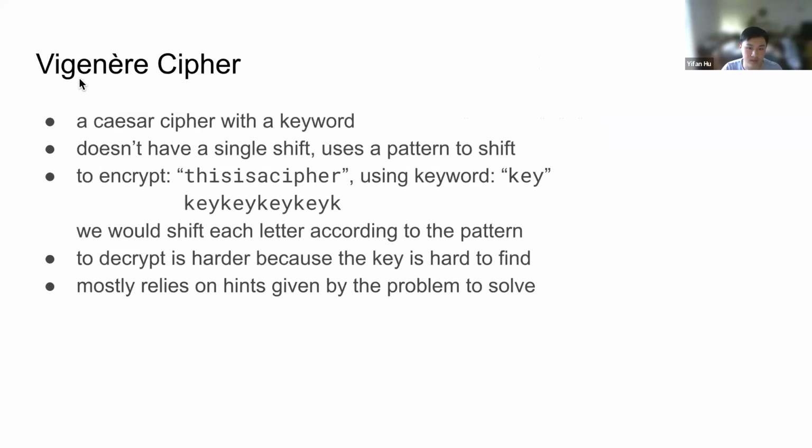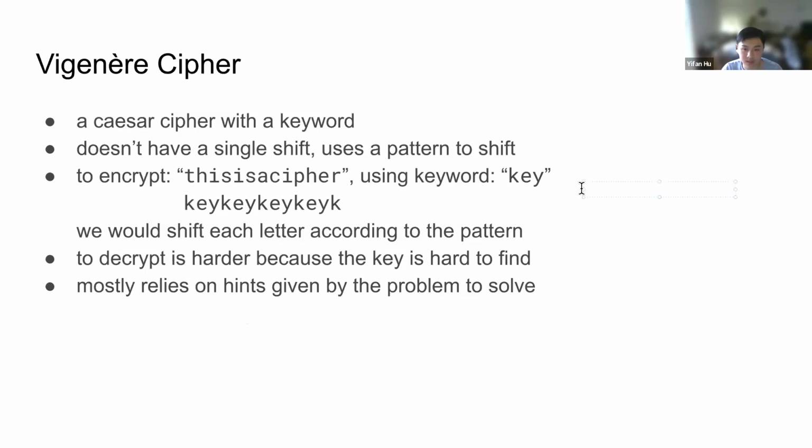Okay, and then this is a Vigenère cipher. It's a Caesar cipher, but with a keyword. So it doesn't have a single shift, and it shifts with a pattern. And then decrypting this would be harder because the key would be harder to find. And then it mostly relies on hints given by the problem to solve if it's a short problem.